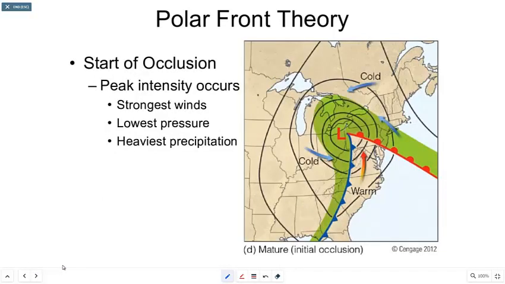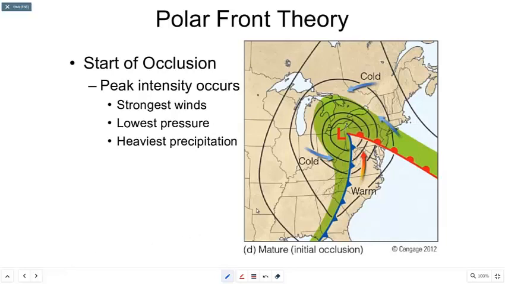Next, this is the start of the occlusion. So this is when a low pressure system will achieve peak intensity. It will have the strongest winds, the lowest pressure reading in the middle, and the heaviest and maybe geographically the largest area of precipitation.